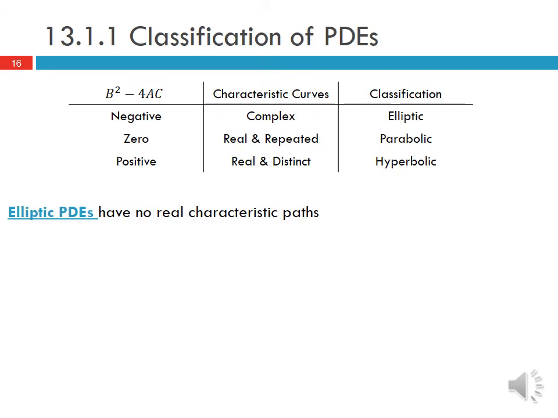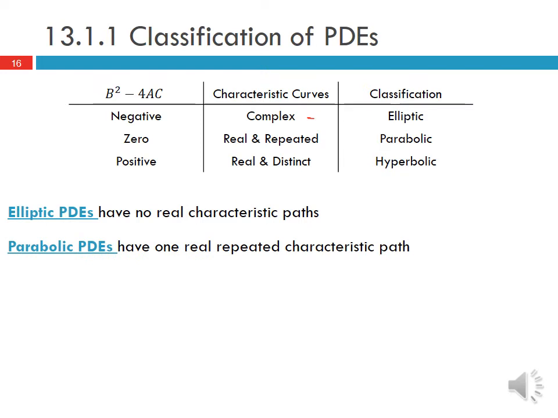So elliptic PDEs have no real characteristic paths. We can see that the characteristic curves are complex, so they have no real characteristic paths. Parabolic PDEs have one real repeated characteristic path, and hyperbolic PDEs have two real and distinct characteristic paths.